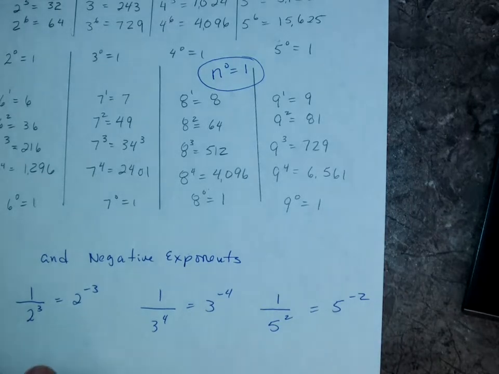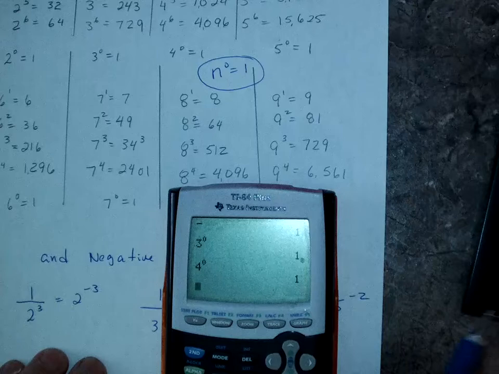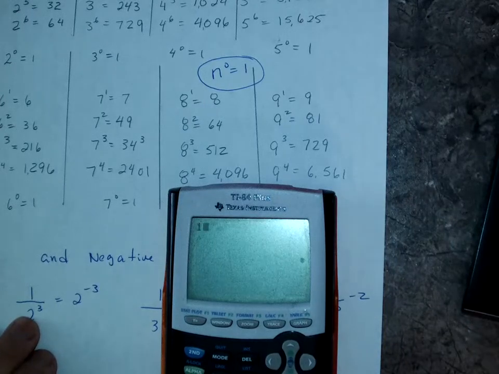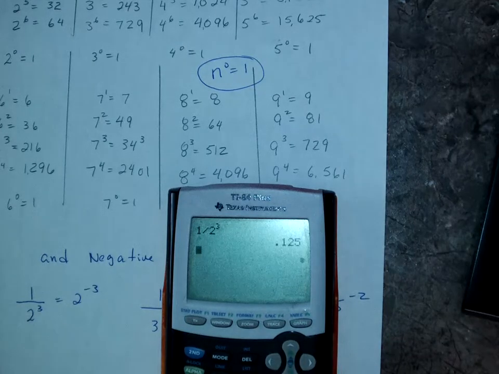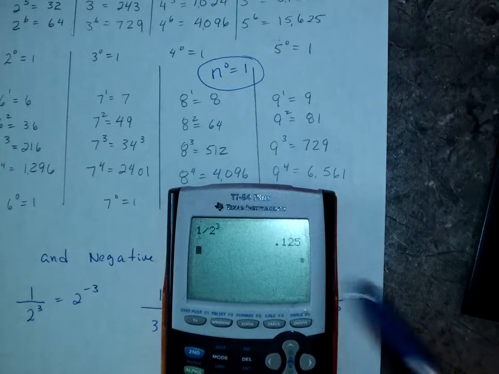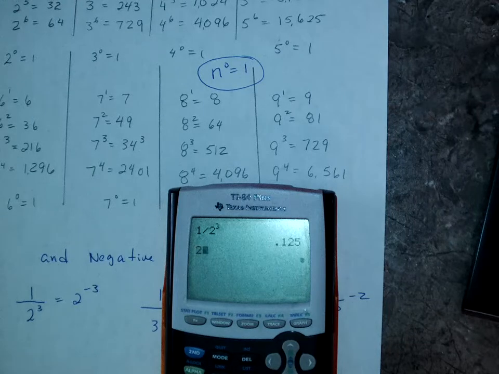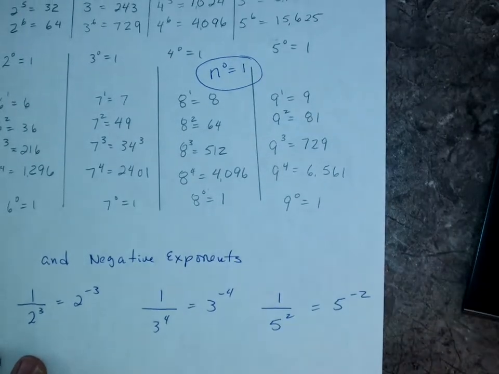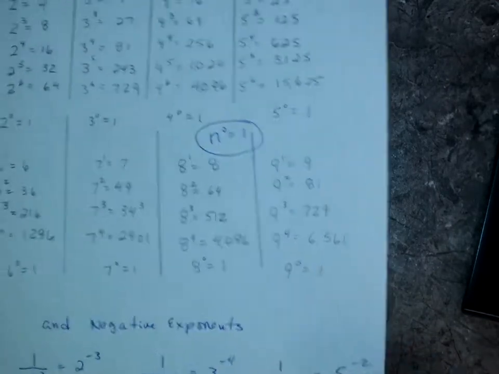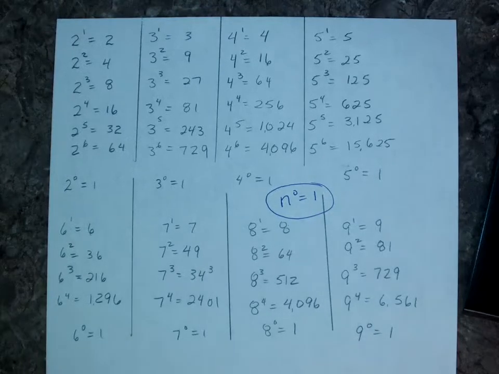You can even check that on your calculator. For instance, if I went clear, 1 divided by 2 to the third power, I get a decimal. But I can go back and say that is the same thing as 2 to the negative 3. Exact same answer, okay? There you go. Now, I'm going to use my chart to do today's lesson.